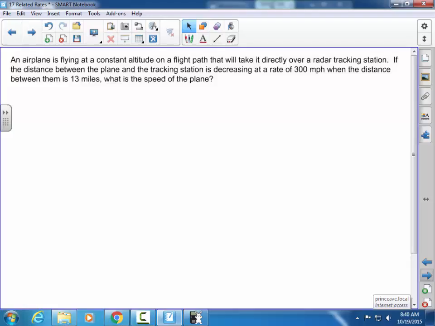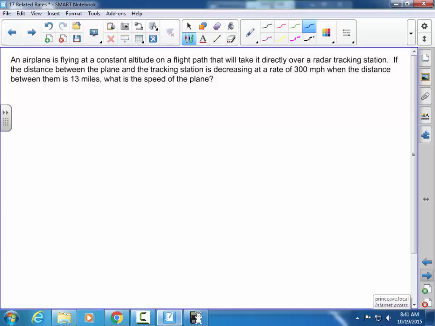An airplane is flying at a constant altitude on a flight path that will take it directly over a radar tracking station. If the distance between the plane and the tracking station is decreasing at a rate of 300 miles per hour, when the distance between them is 13 miles, what is the speed of the plane?